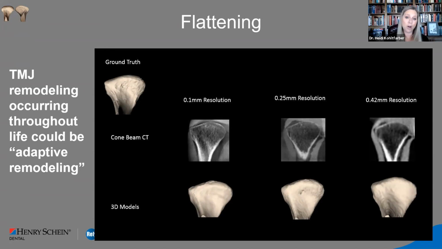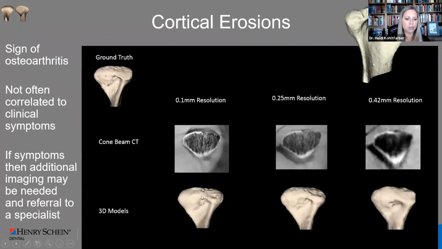Makes sense when you have a model that you can turn and flip around, it makes it a little bit easier for us. Sometimes with our CBCTs, we're not quite sure exactly what we're looking at depending on the imaging resolution that we have. So of course our flattening is adaptive remodeling. Here we can see what our little cortical erosions look like at each of our imaging resolutions. So nice little pitting within those cortical borders. Definitely lets us know that we do have osteoarthritic changes.